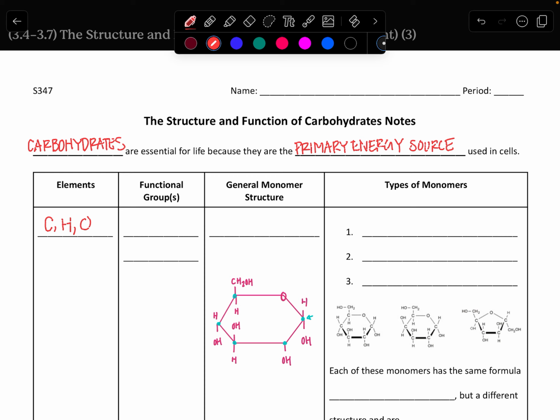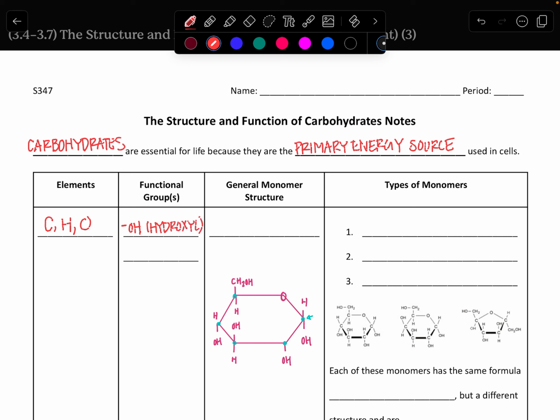And last week we talked about dehydration synthesis, and we talked about hydrolysis, and we said we always find these things occurring at the functional groups. The functional groups that we're going to see on a carbohydrate are going to be a hydroxyl group. So remember, that's just an OH group.